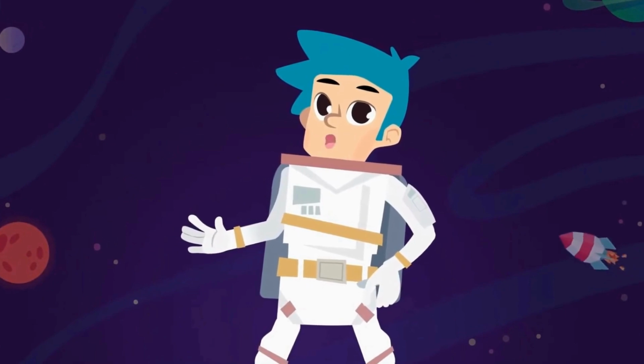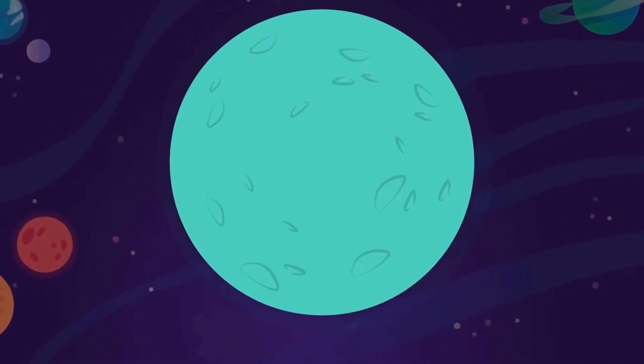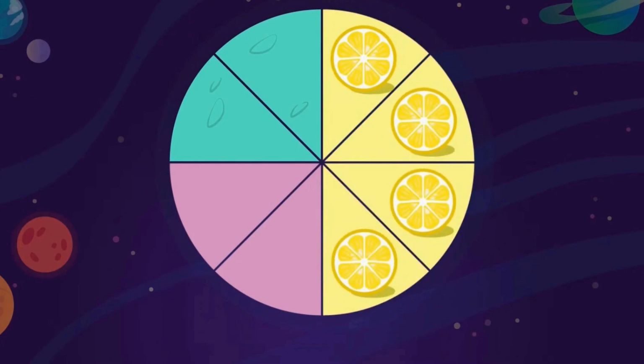Are you up for a challenge to practice a bit more? In the Smile and Learn universe, there's a planet called Smiley-thon. The planet is divided into 8 equal parts. In 6 of these 8 fields, they grow apple trees and lemon trees. If 4 of the 8 fields are planted with lemon trees, how many fields are planted with apple trees?